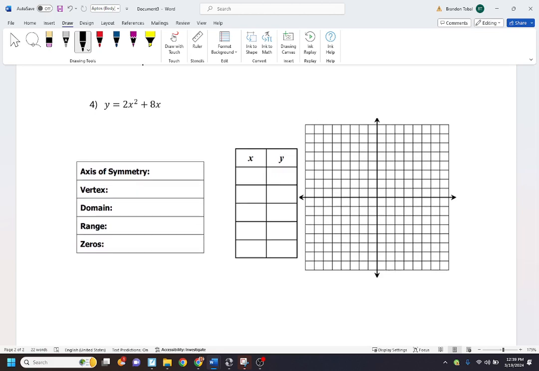Let's do our last one. A in this case is 2. B is 8. C is 0. So negative b over 2a: negative 8 over 2 times 2. Negative 8 over 4. Negative 2. So the axis of symmetry is negative 2, and the x of the vertex is negative 2.